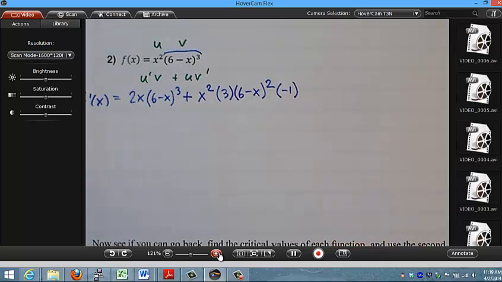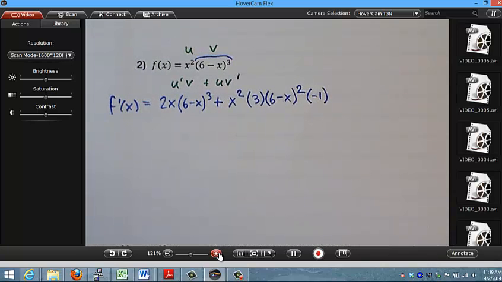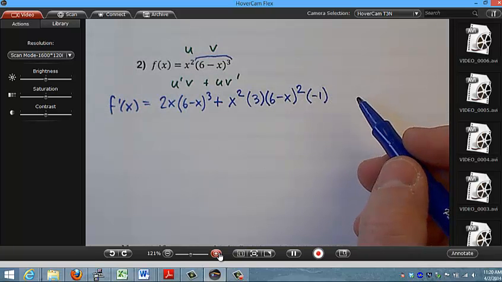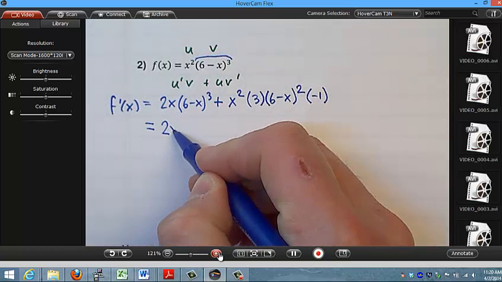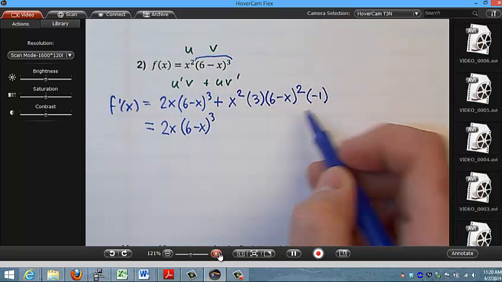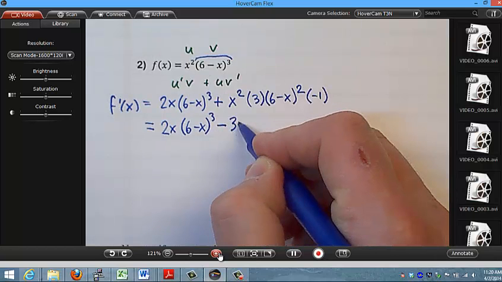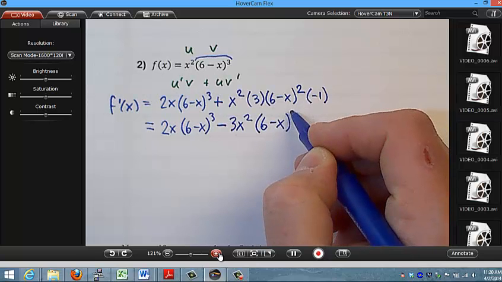Well, I got the first derivative. I still need to do the second derivative. And maybe I should simplify this a little bit. What do you guys think? Okay, we'll simplify it a little bit. Let's write it as 2x times 6 minus x cubed. And then let me write minus 3x squared times 6 minus x squared.